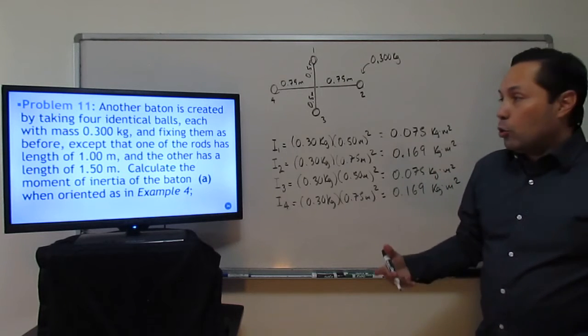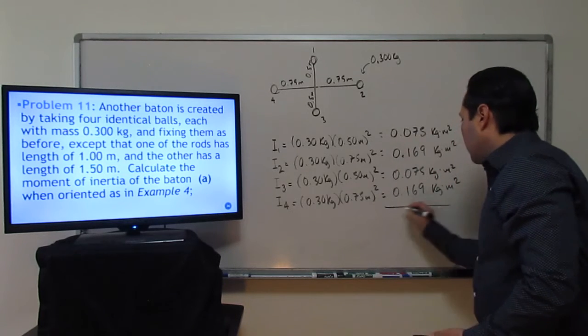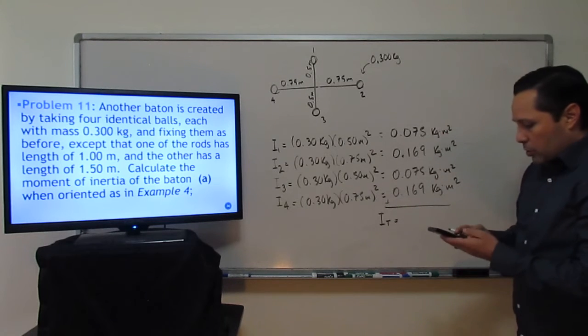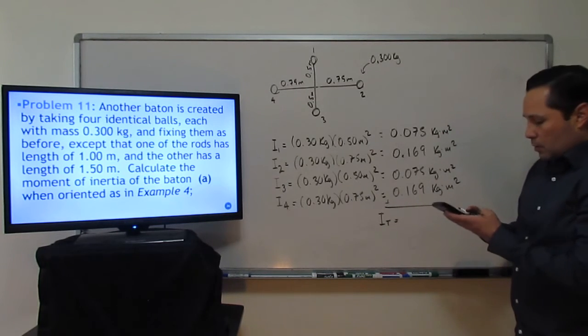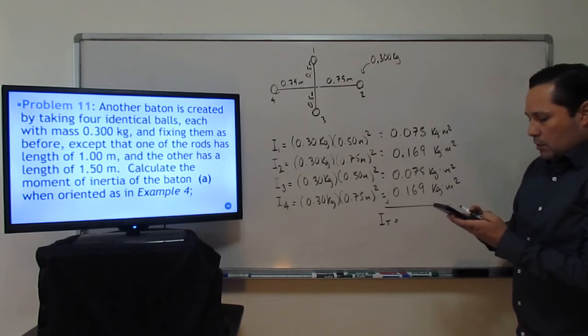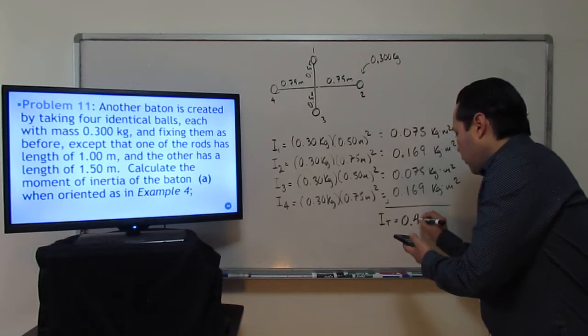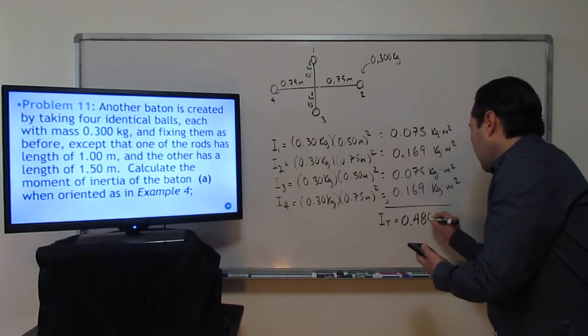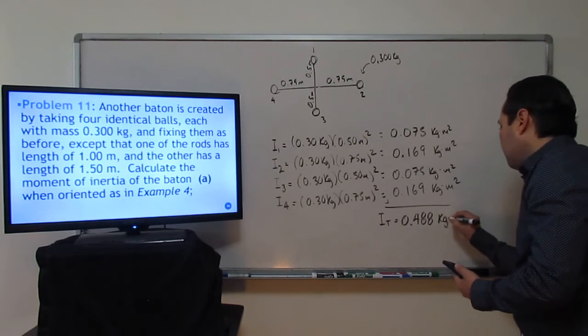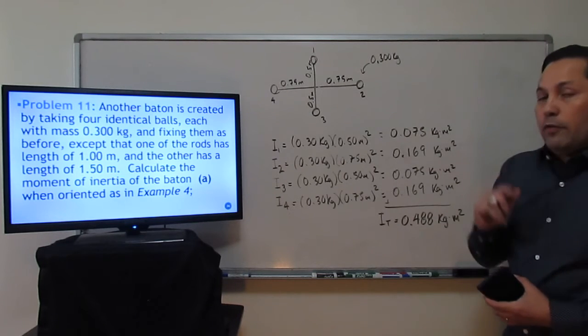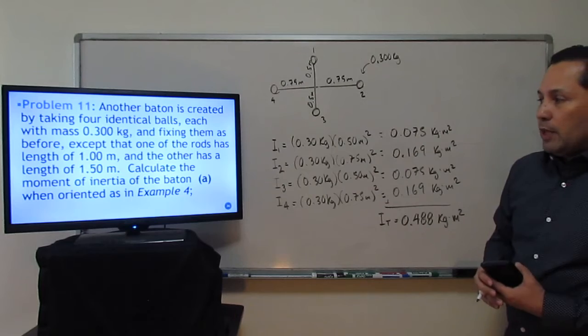Now, we want to get the total inertia. We're going to go ahead and just add them all up. Inertia total is going to be, put all of these together, and it gives us an answer of 0.488. And that's going to be our total inertia for part A of this problem. This is problem number 11.